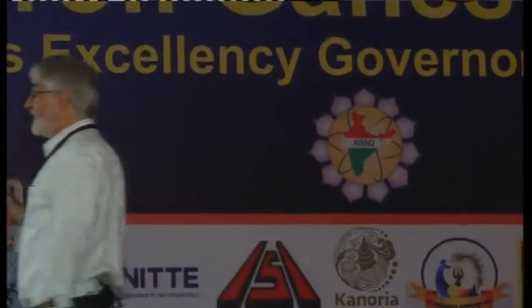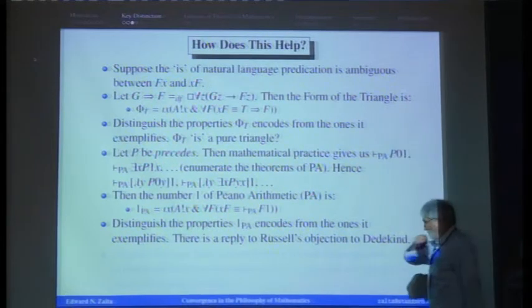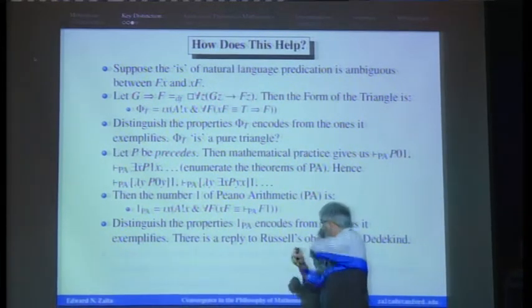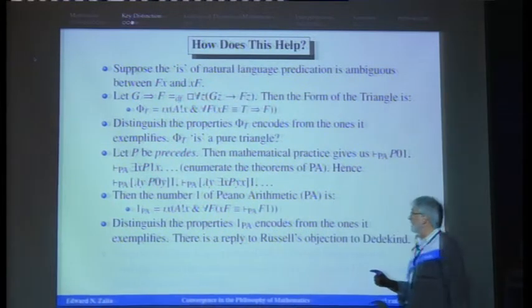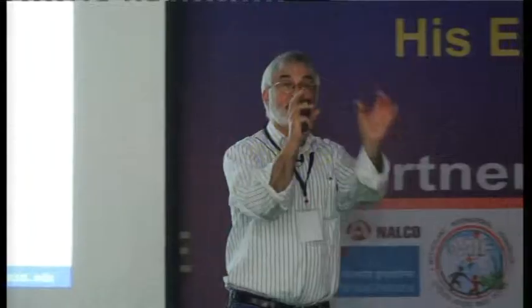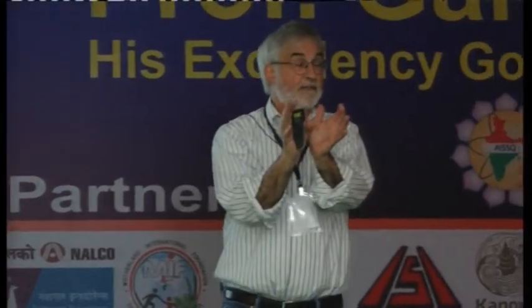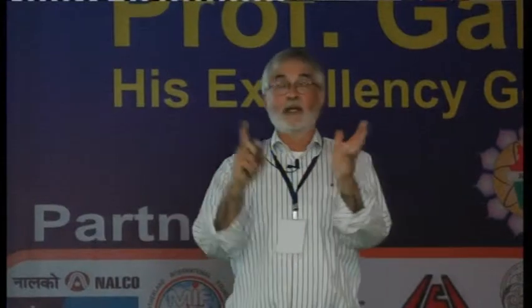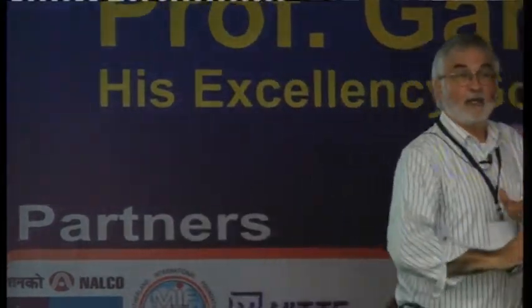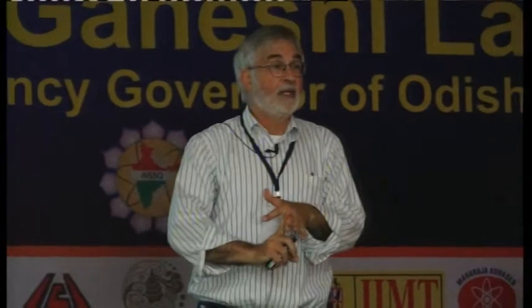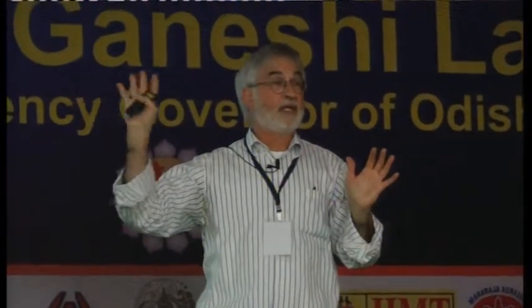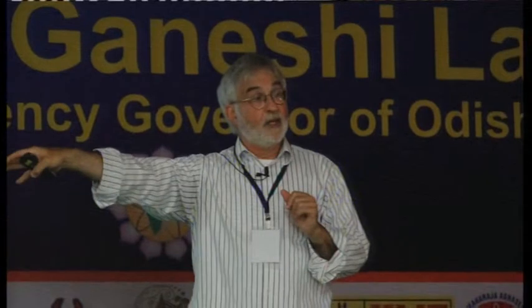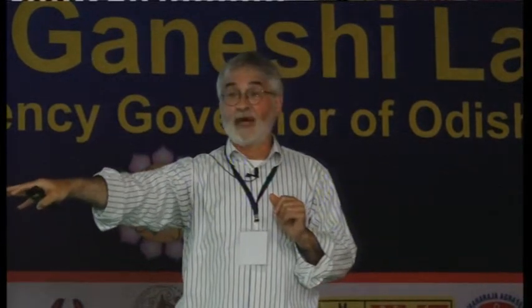That allows us to distinguish the properties that the number 1 encodes from the ones it exemplifies. Now I can say the number 1 encodes only its mathematical properties. That's what this tells us. But it exemplifies not being red, not being colored, not having a shape. It exemplifies for every property either it or its negation. So it's complete with respect to the properties it exemplifies, but it's incomplete with respect to the properties it encodes because it only encodes mathematical properties, okay?